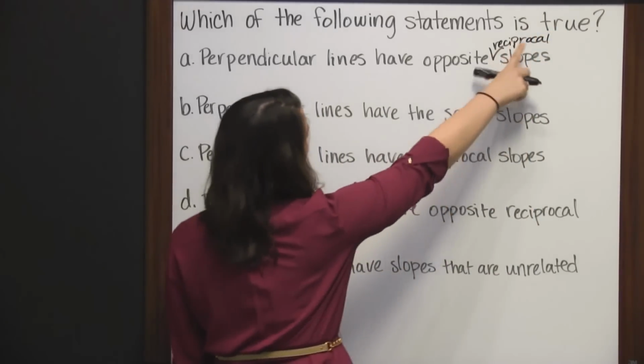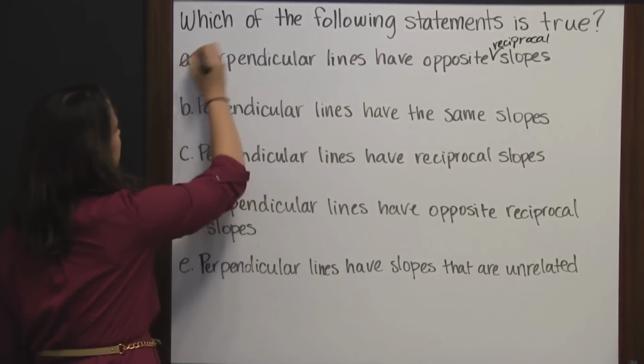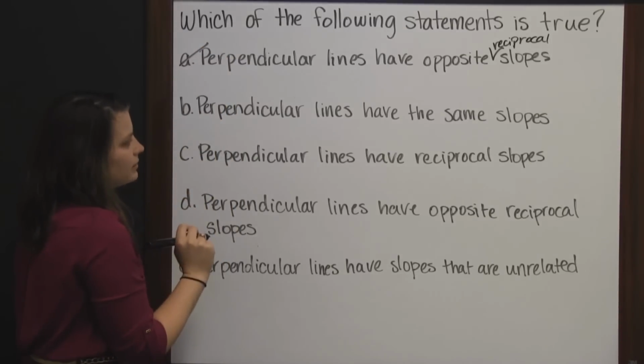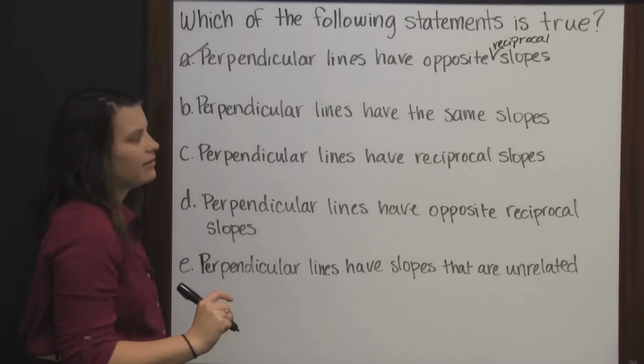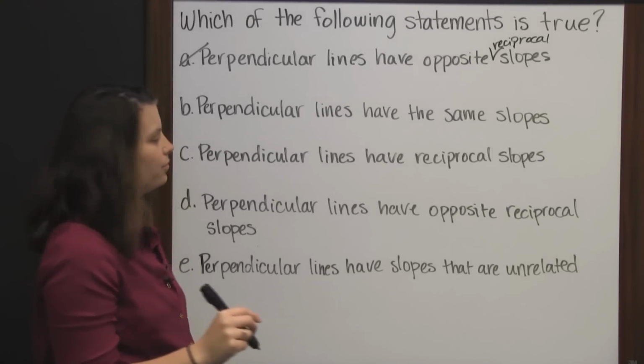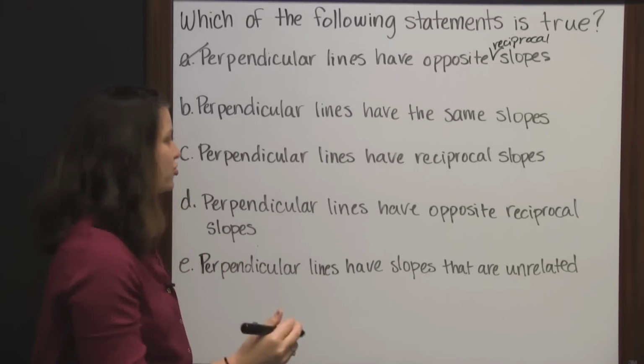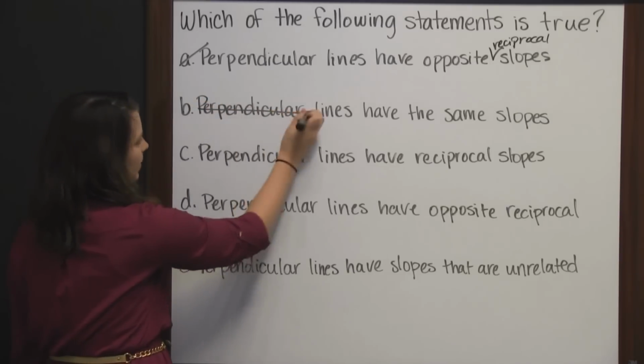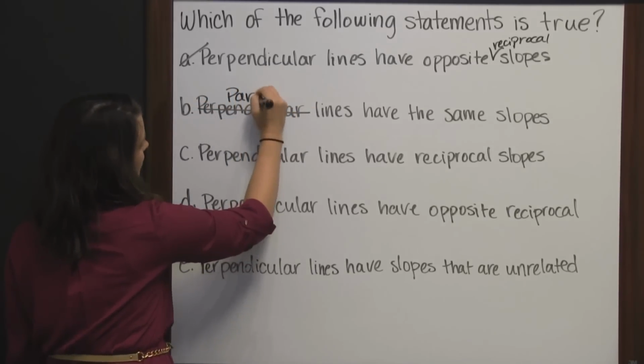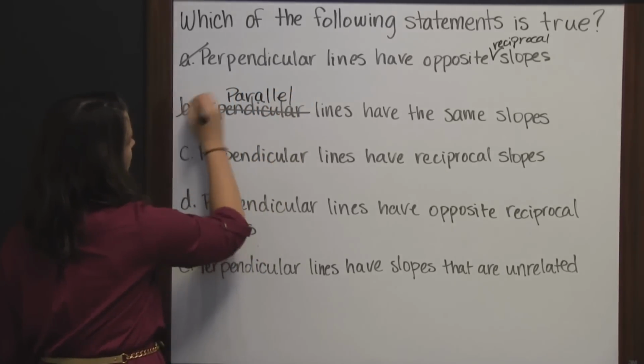Perpendicular lines have opposite reciprocal slopes, so that is not true. B, perpendicular lines have the same slopes. Again, not true. That would be parallel lines that have the same slope.